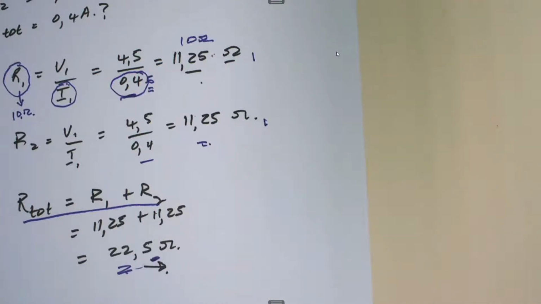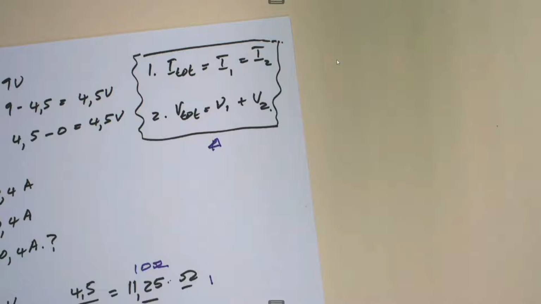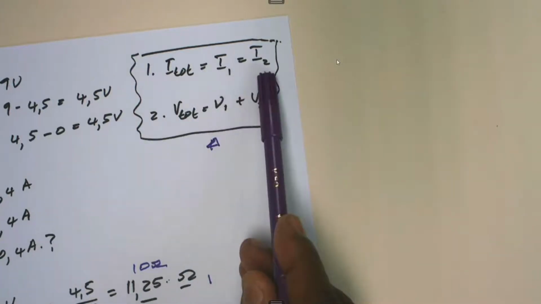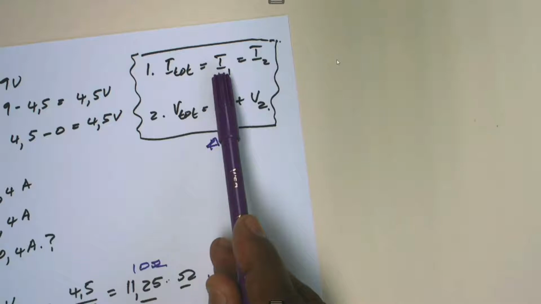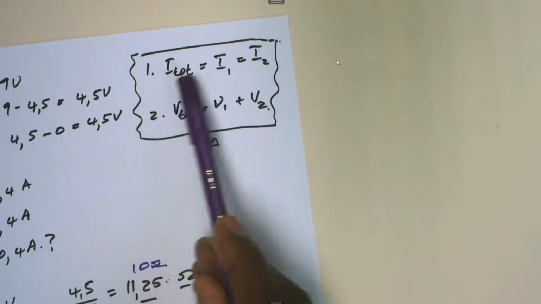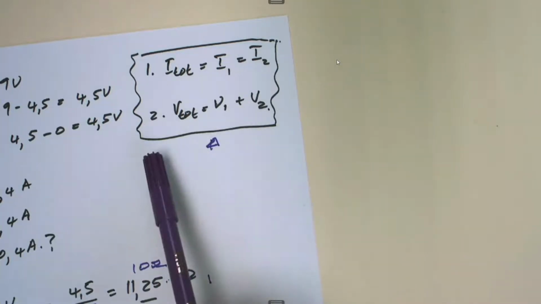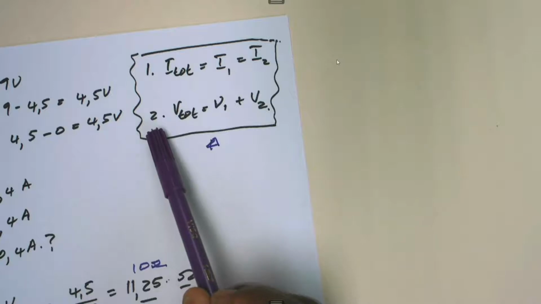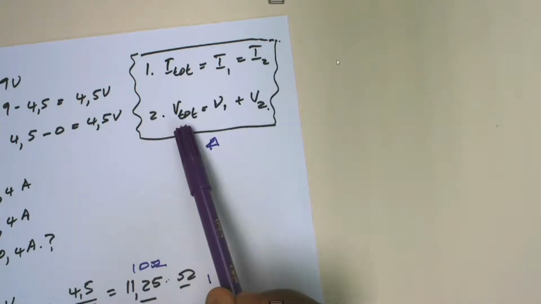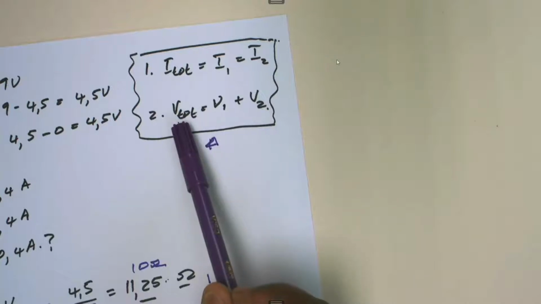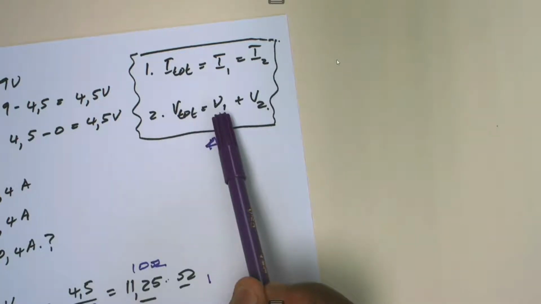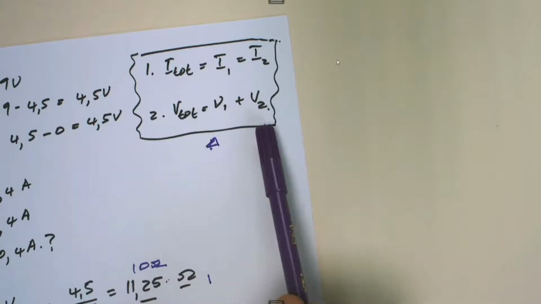Let us note then, colleagues and learners, that the total current in a series circuit is the same throughout the circuit. So I total will be I1, will be I2, will be I3, depending on the number of resistors in the circuit. The total voltage or the EMF of the cell, or of the battery, V total, will be equal to the sum of the voltages across the components.